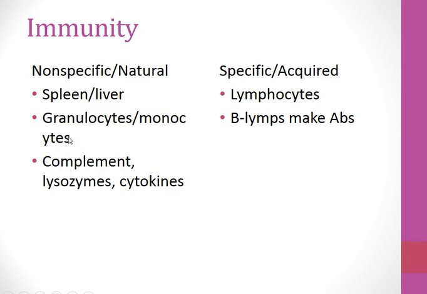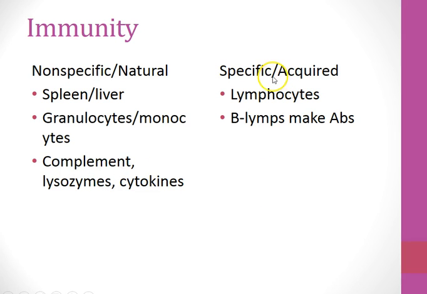And then there's a humoral response, and the humoral response refers to chemicals. The chemicals involved there are complement, the lysozymes, and cytokines. And these are things that come in and try to break down the antigen. The granulocytes and monocytes try to eat it, and complement and lysozymes and cytokines try to lyse it and break it down and destroy it.